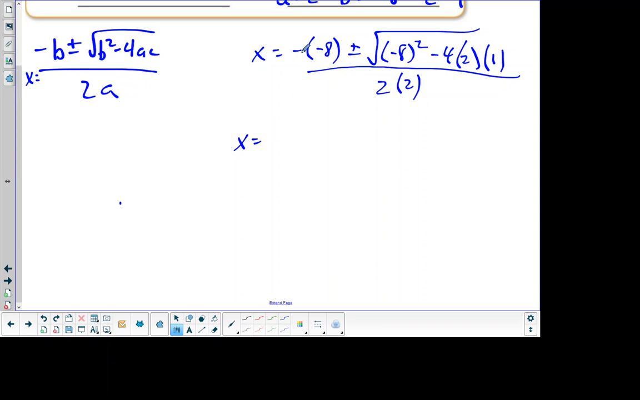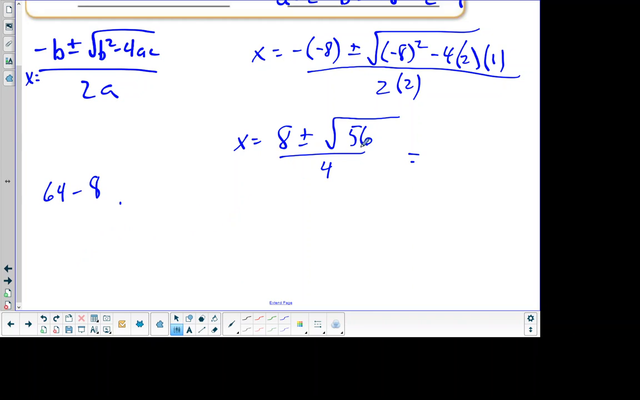At this point, it's just a matter of simplifying. X equals negative of negative 8 is 8. Negative 8 squared is negative 8 times negative 8, which is 64. And then minus 4 times 2 is 8. 8 times 1 is 8, so that becomes minus 8. So 64 minus 8 is 56. And then your denominator is 2 times 2, which is 4. Now, can we, 56 is not a perfect square, but can we simplify this?